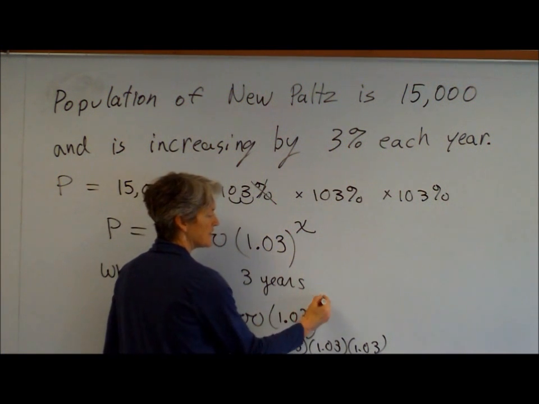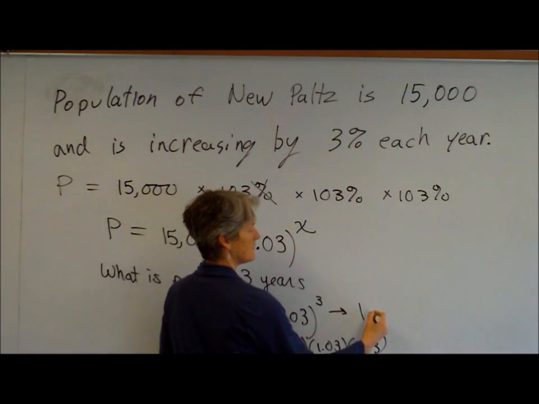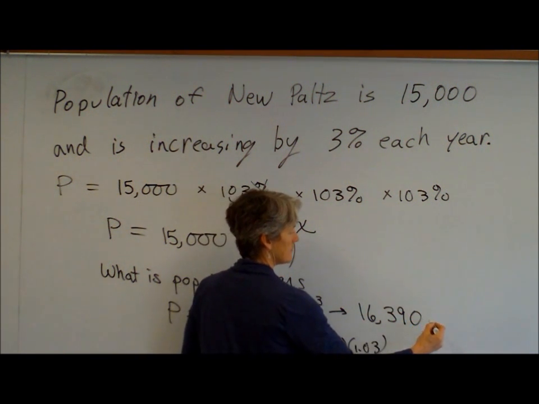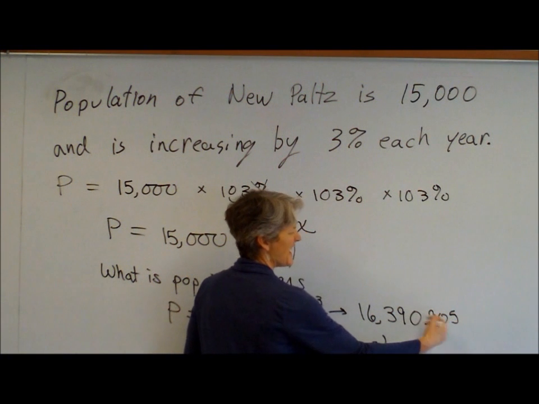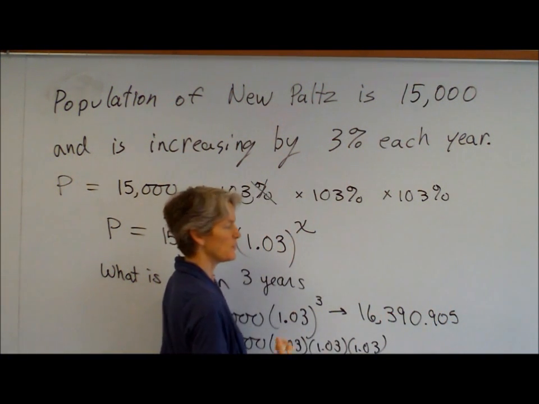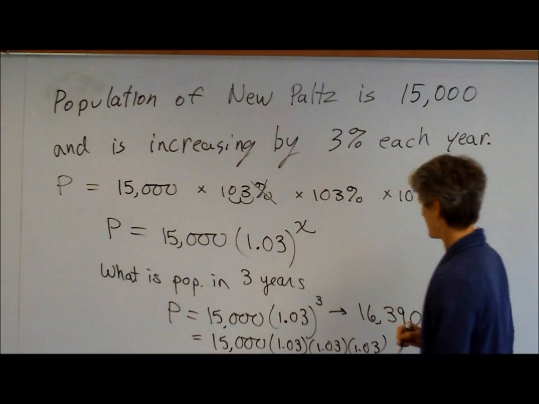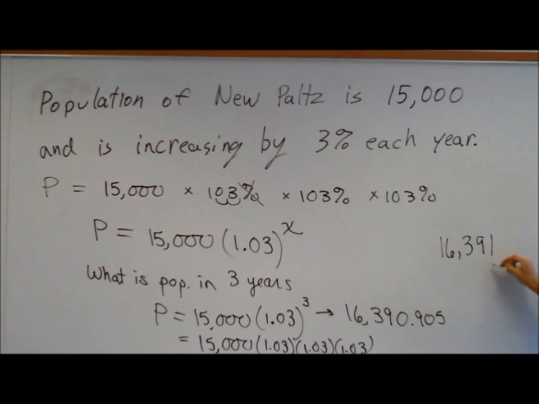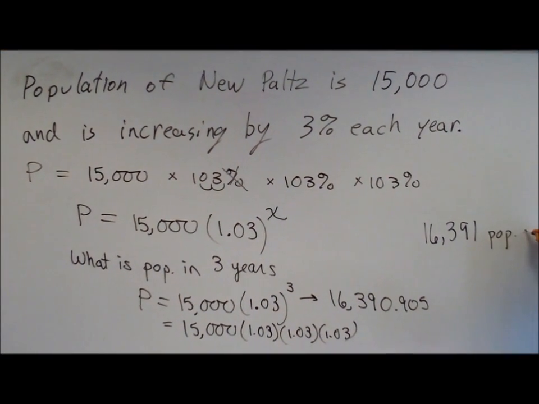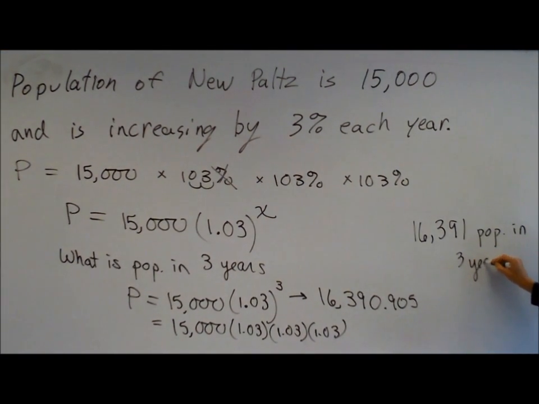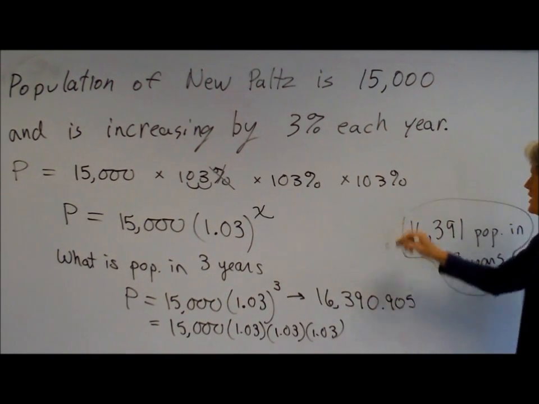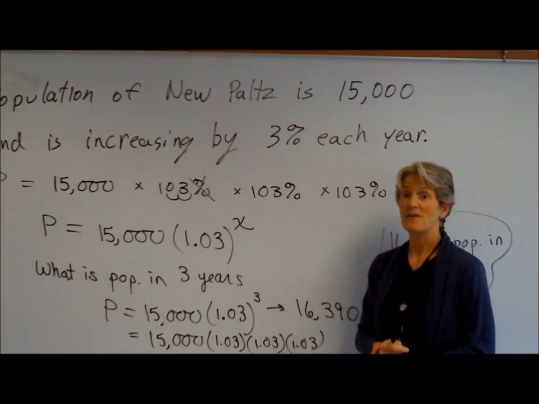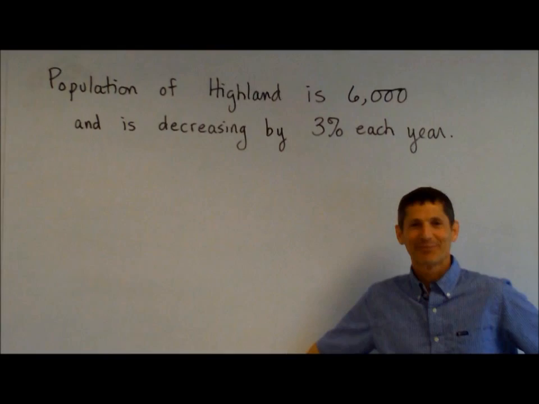What does that actually give us there, Mr. Haas? So that is 16,390.905. Now, I'm not sure what that means in terms of people. Yeah, I don't want body parts lying around. Should we round that to the nearest human? Absolutely. All right, so let's say about 16,391 is my population in 3 years. That's terrific. Basically, whenever you have percent increase, you're going to have exponential growth. And there you have it.